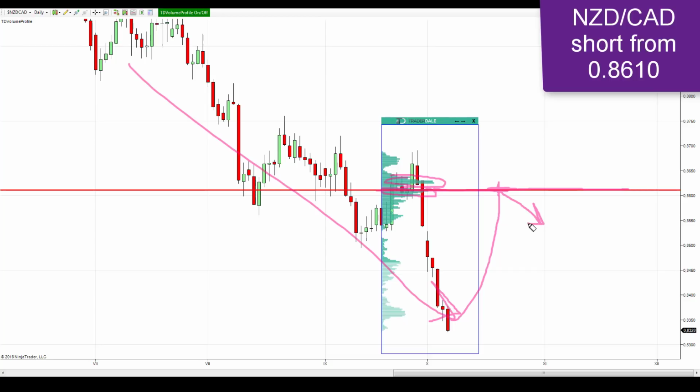Alright, so currently I'm just waiting for a pullback and I'll go short from there. I think that those sellers will be defending their positions, and from this place they'll push the price downwards again.